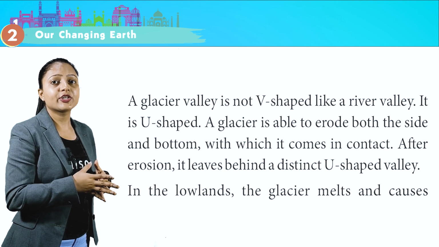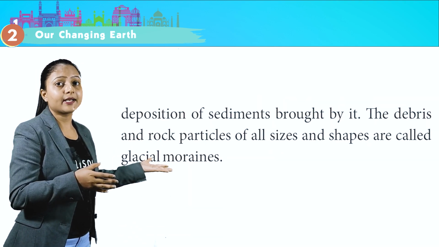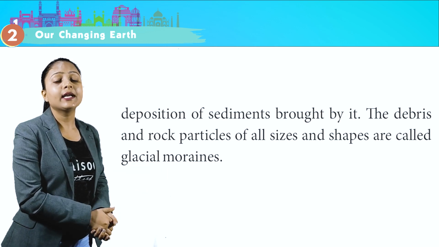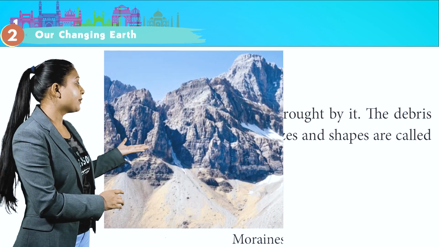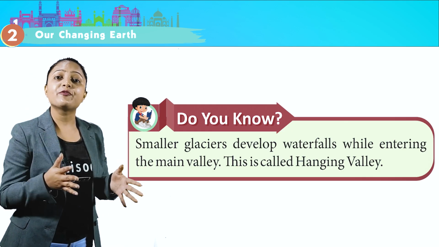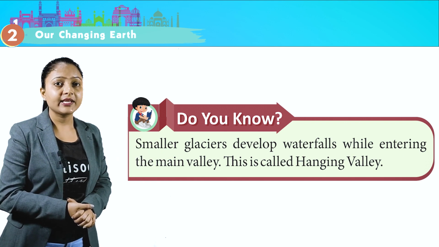In the lowlands, the glacier melts and causes deposition of sediments brought by it. The debris and rock particles of all sizes and shapes are called glacial moraines. This is the image of moraines. Do you know? Smaller glaciers develop waterfalls while entering the main valley. This is called hanging valley.